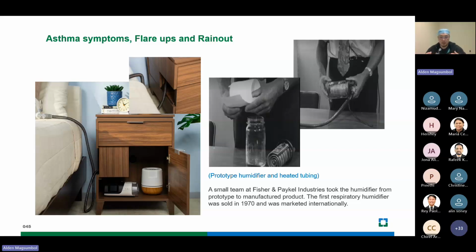These patients will still be able to receive the humidification, the humidity, but without the water buildup. Or you can also keep it under the blanket, and the blanket and the body temperature of the patient will help prevent that rainout from occurring.